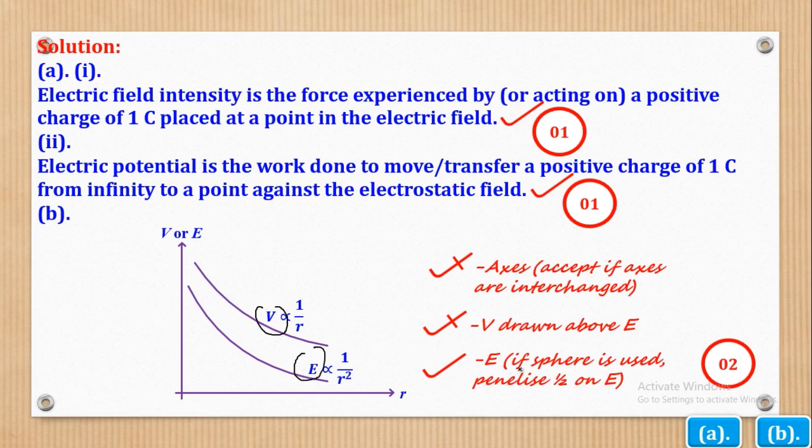That is 1, and 2 is that there is no sphere because they said point charge. Most students are fond of drawing a sphere here, then they draw that graph for E. That will not be okay because they said point charge.